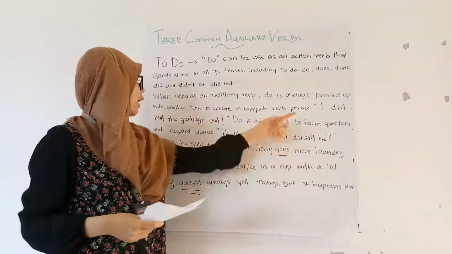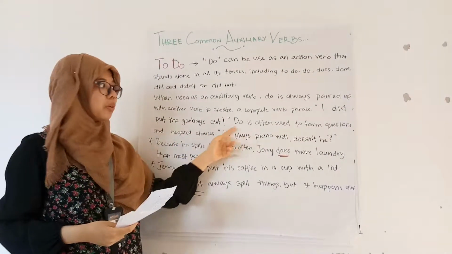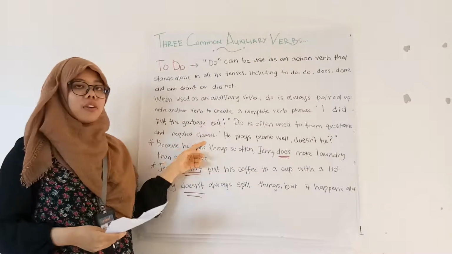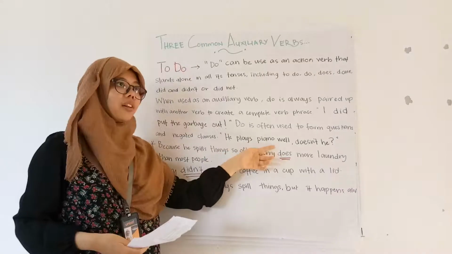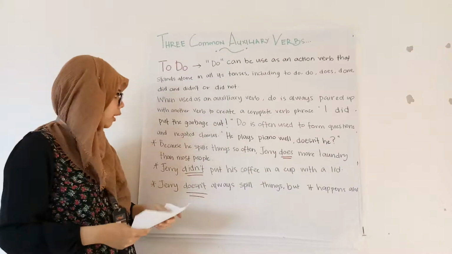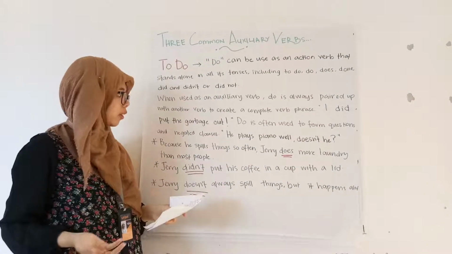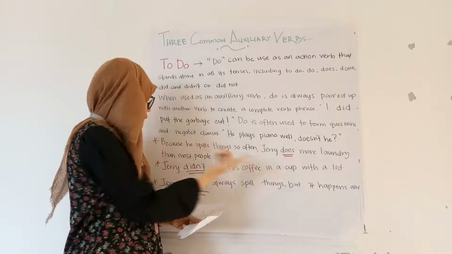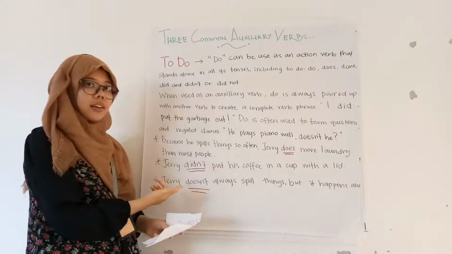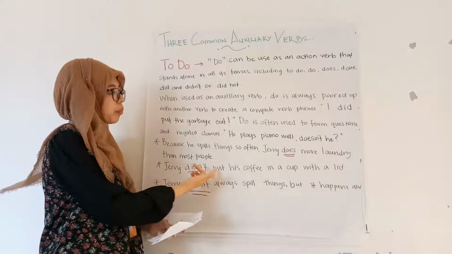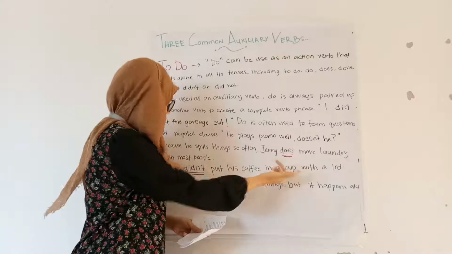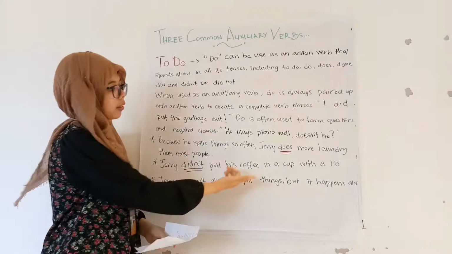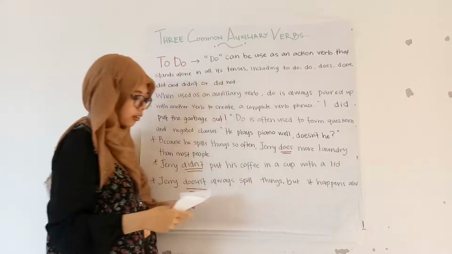For example, I did put the garbage out. Do is often used to form questions and negative clauses. For example, he plays piano well, doesn't he? So I have another example here, such as because he spills things so often, Jerry does more laundry than most people. The second example is Jerry didn't put his coffee in a cup with a lid. The third example is Jerry doesn't always spill things, but it happens a lot.